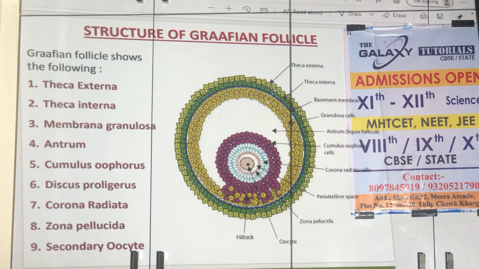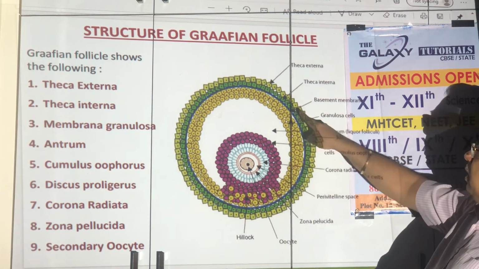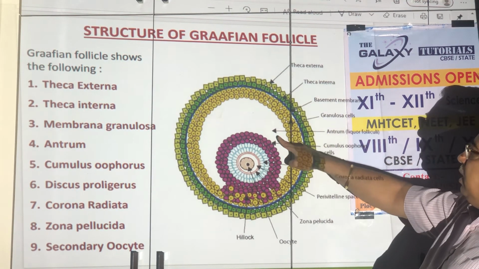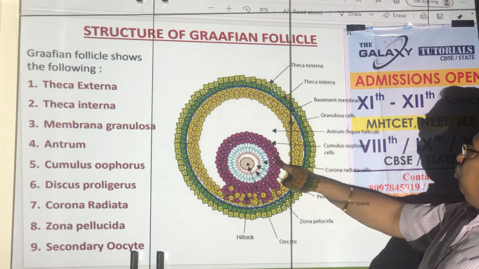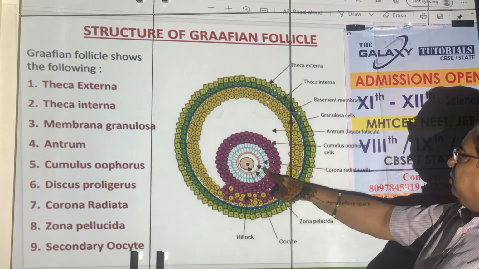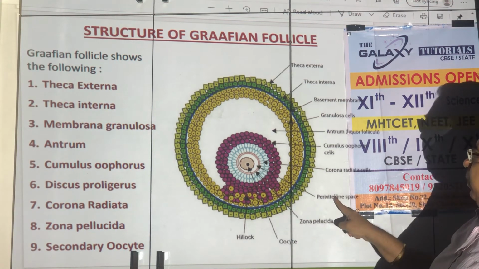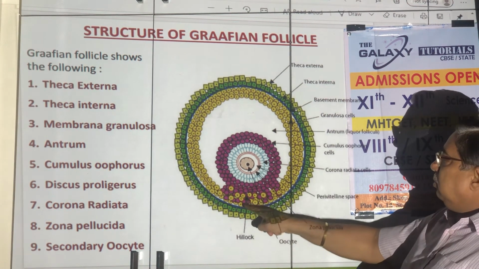Draw the diagram, label the parts, tell the functions, or write a note on Graafian follicles. Outside, theca externa; inside, theca interna; more inside, basement membrane; inside, granulosa cells; then the cavity, which is liquor folliculi; then we have cumulus oophorus cells, purple, and corona radiata cells, blue. The space in between is called the perivitelline space, then we have the zona pellucida, the brown ring.